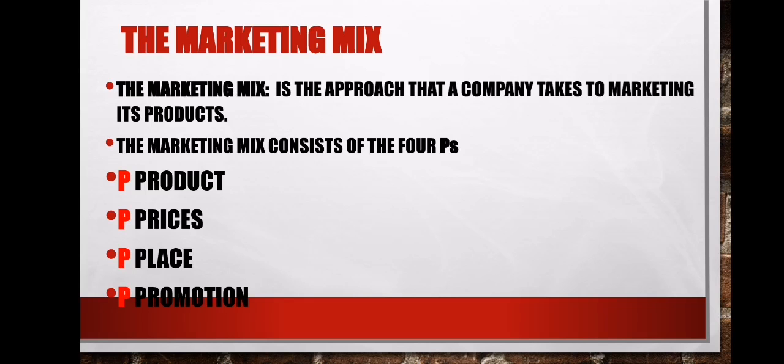So in this part, we're talking about a marketing mix. A marketing mix, we are saying, is an approach that a company takes to market a product. Now the marketing mix, we're saying it is made up of four P's. You must know the four P's: product, price, place, and promotion. In some cases, they will say list the four P's in correct order, né? So this is how you are supposed to list them.